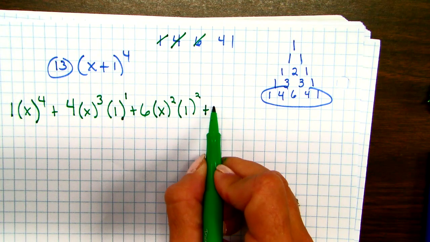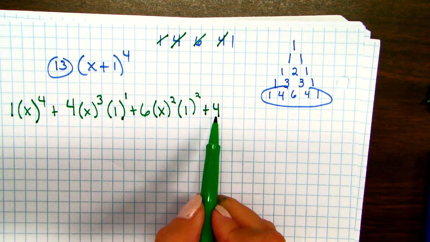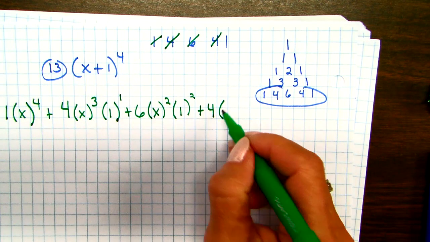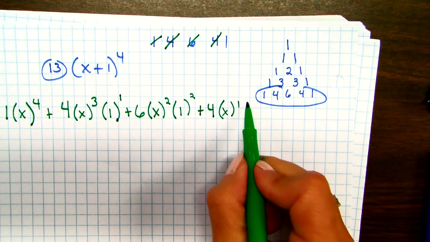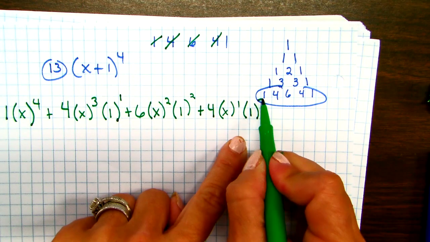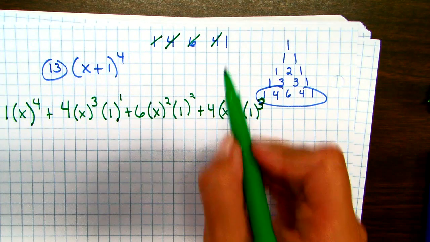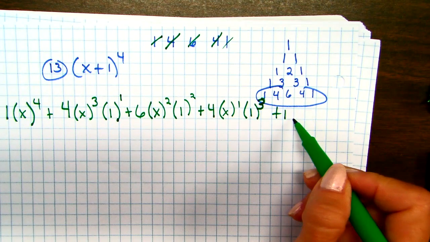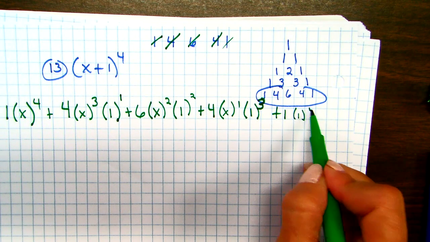It's all about patterns. Almost there. 4, x to the 4th, 3rd, 2nd, 1st. 1 to the 0, 1, 2, 3. Exponents add up to 4. Last one, x to the 4, 3, 2, 1, 0. I don't need to write it, but I can put the 1 to the 4th.